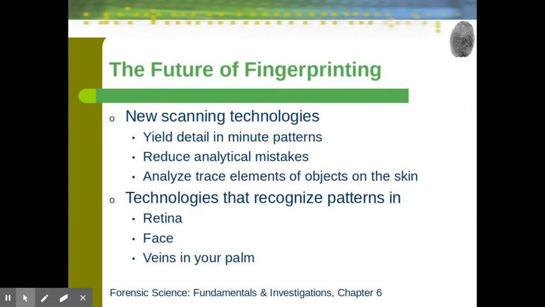So, new scanning technologies. Now, rather than just ink printing people, we can use technology to scan their fingerprints. You may have a phone that scans your fingerprints for your ID. These can get us really minute patterns, can help find really small details in there, and so that's good. Helps us analyze them better. We can also analyze trace elements of objects on the skin. In other words, if you ate a bag of Doritos and then committed some crime, we might even be able to say, hey, whoever did this ate some Doritos before they did it.